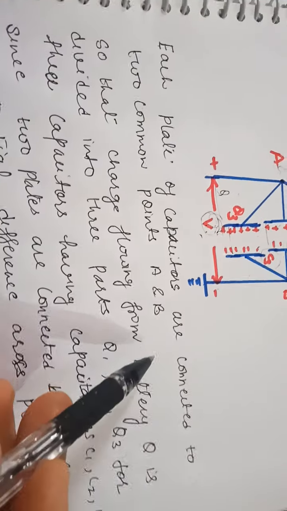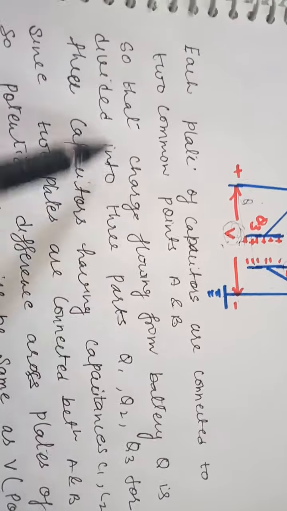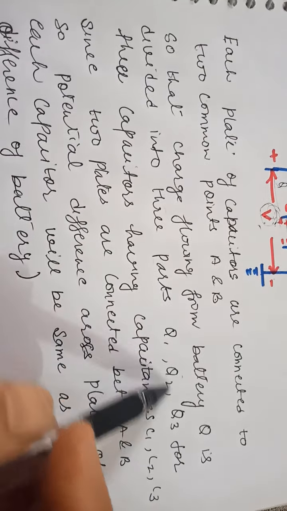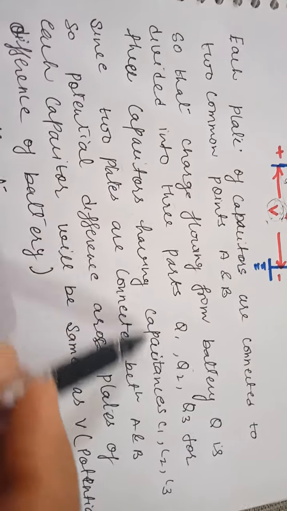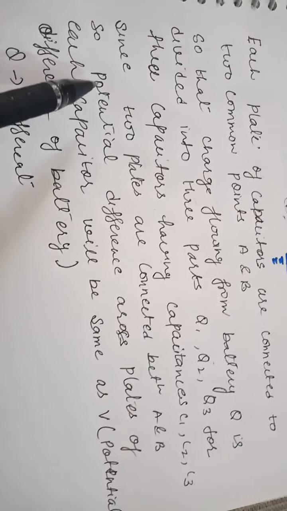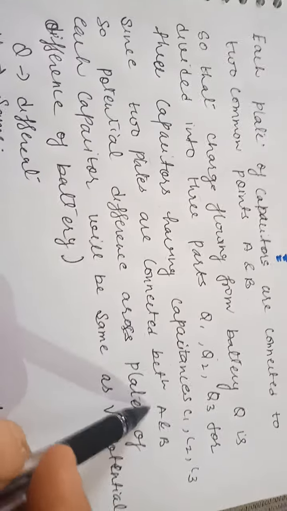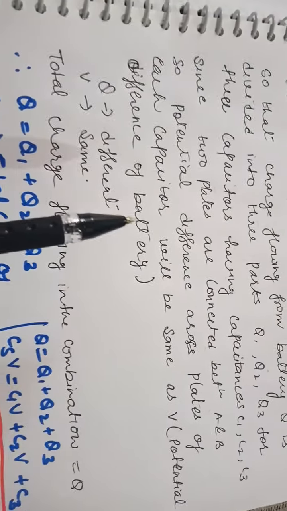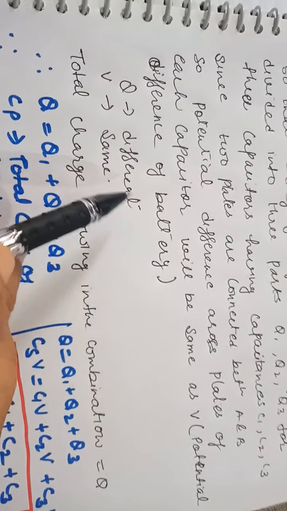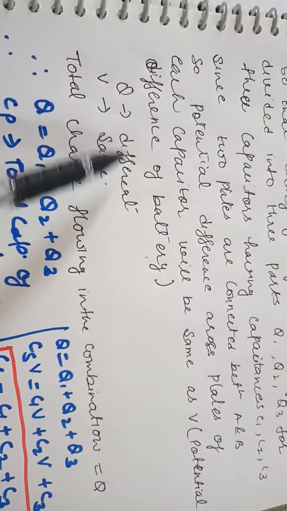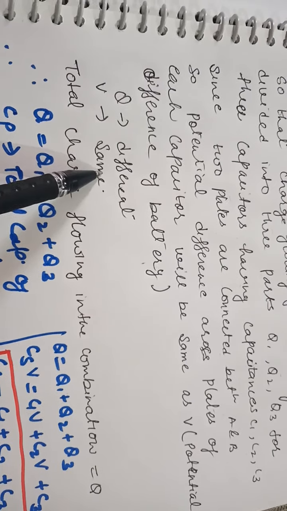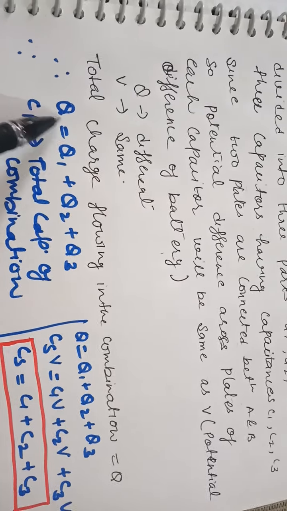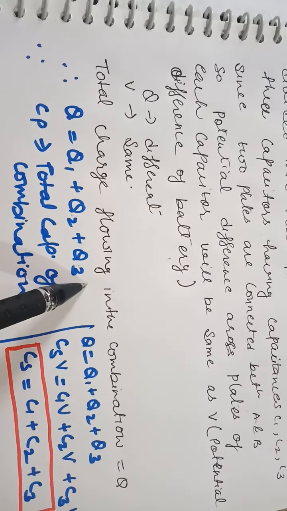So each capacitor is connected to the two common points A and B. So the charge Q flowing from the battery is divided into three parts, Q1, Q2, Q3, for three capacitors having capacitance C1, C2 and C3. Since two plates are connected between A and B, the potential difference across the plates of each capacitor will be the same as V, which is the potential difference of the battery. So Q is different and V is the same. The total charge flowing in the combination is Q from the battery. So Q can be written as Q1 plus Q2 plus Q3.